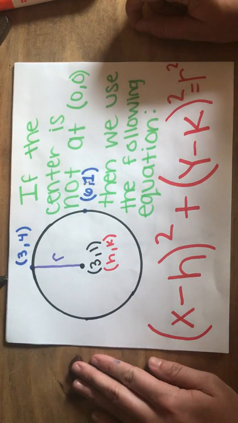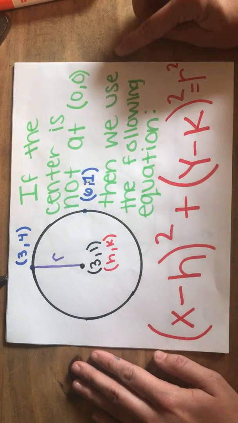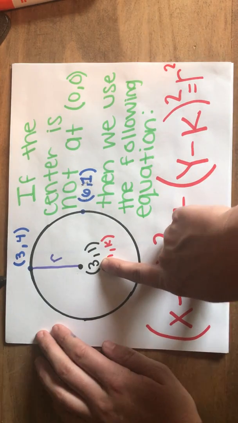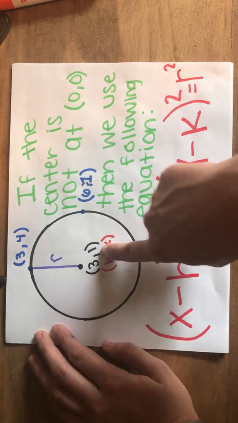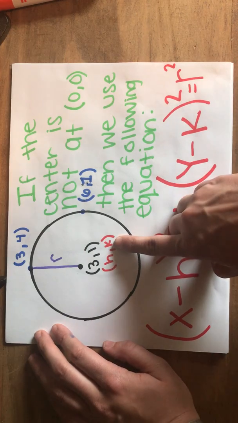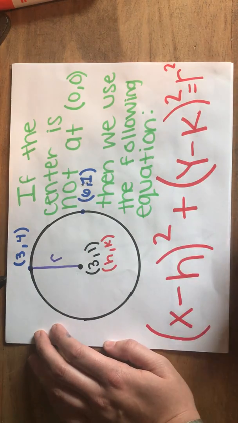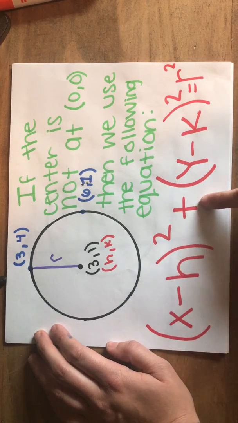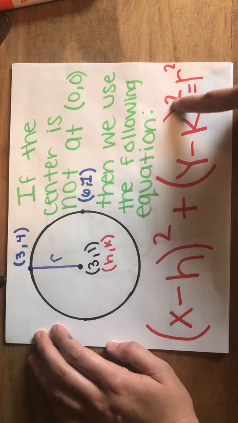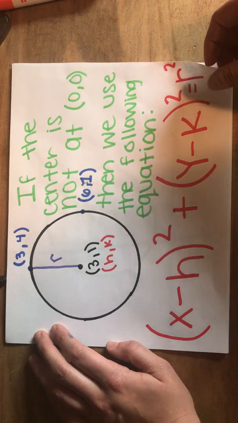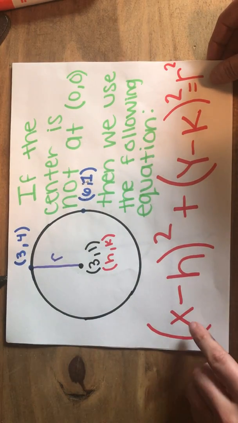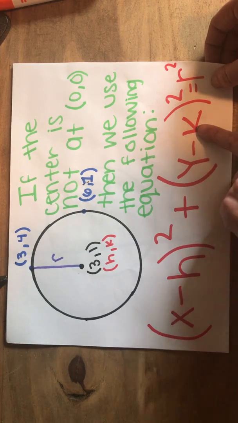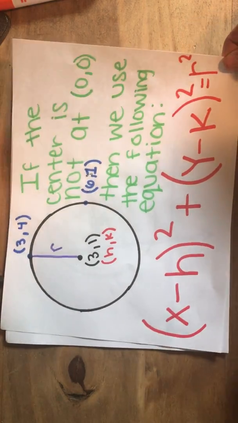Now, what do you do if you have a circle that is not at the origin? In this case, I have a circle at the point 3, 1, otherwise known as h, k for the formula. The formula is x minus h squared plus y minus k squared equals r squared. So in this case, it would be x minus 3 squared plus y minus 1 squared equals r squared.